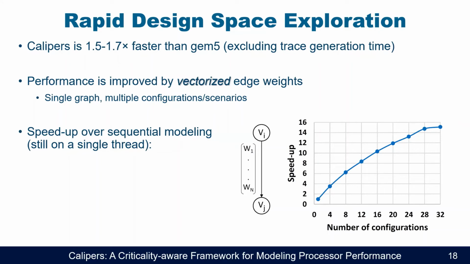As for the performance of Calipers, we again compared it with gem5. Calipers is at least 50% faster than gem5 when trace generation is not included in the time measurement of Calipers. An interesting feature of Calipers is that it can simultaneously model and analyze multiple configurations using vectorized edge weights. Using vectorization, Calipers doesn't need to construct a graph from scratch in n separate runs or use n separate threads of execution for n configurations. This results in almost linearly scaling Calipers' speed with the size of the vectors, each element of which corresponds to a particular configuration. As we can see in the chart, Calipers' speed can be improved by an order of magnitude or even more when enough configurations are modeled simultaneously.